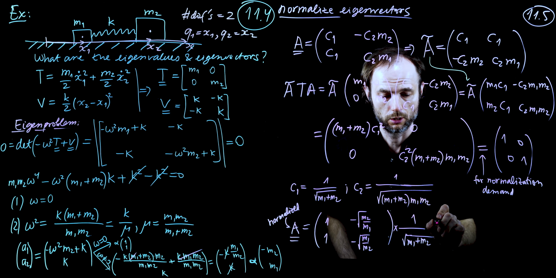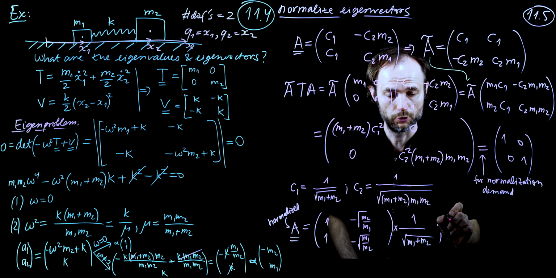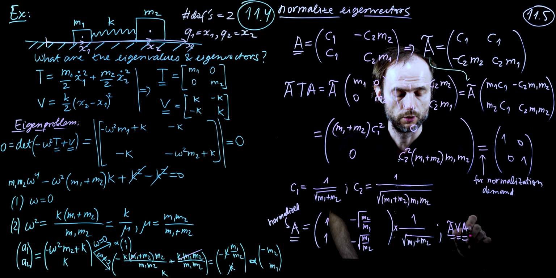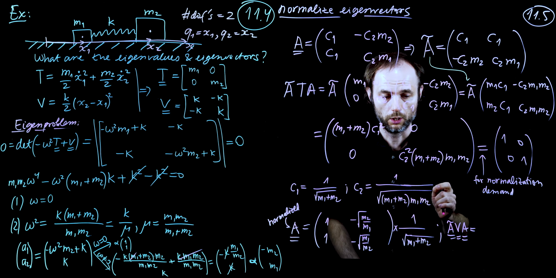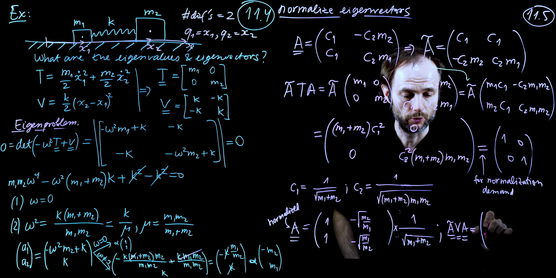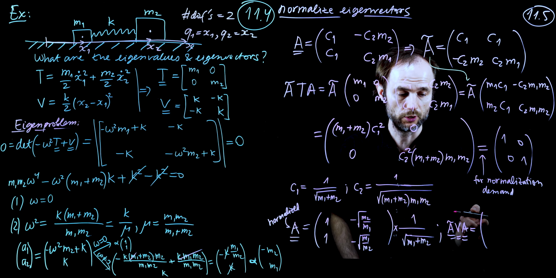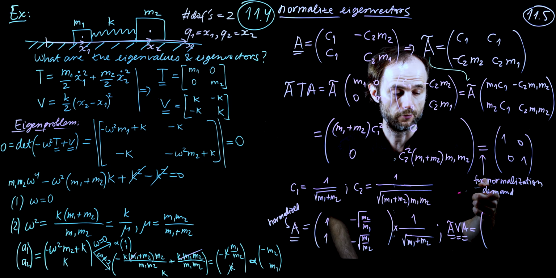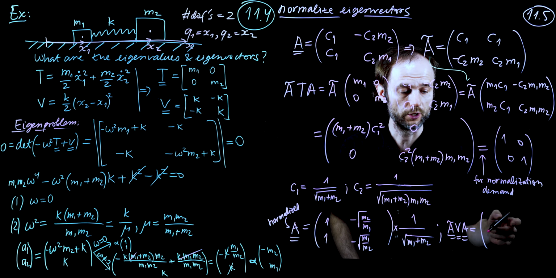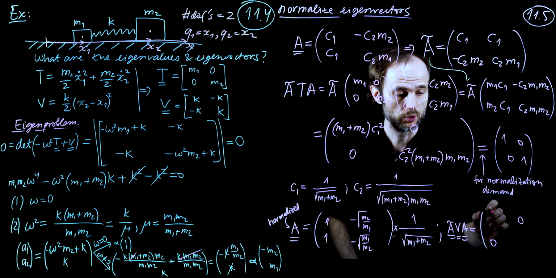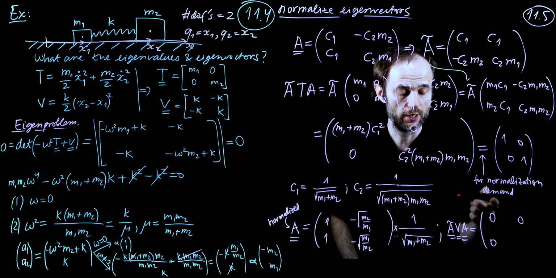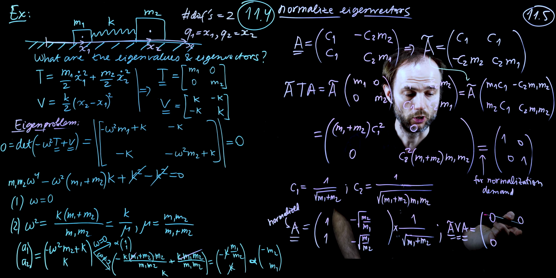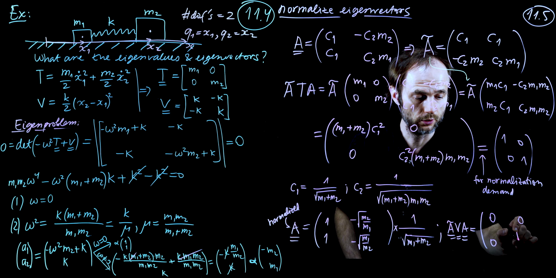And in order to compute this, we actually don't even need to multiply it because we know what the answer is. We're going to have omega squared over here and omega squared over there. So we're going to have zeros. Omega squared for the first eigenvector is 0, and omega squared for the second eigenvector is k over mu.